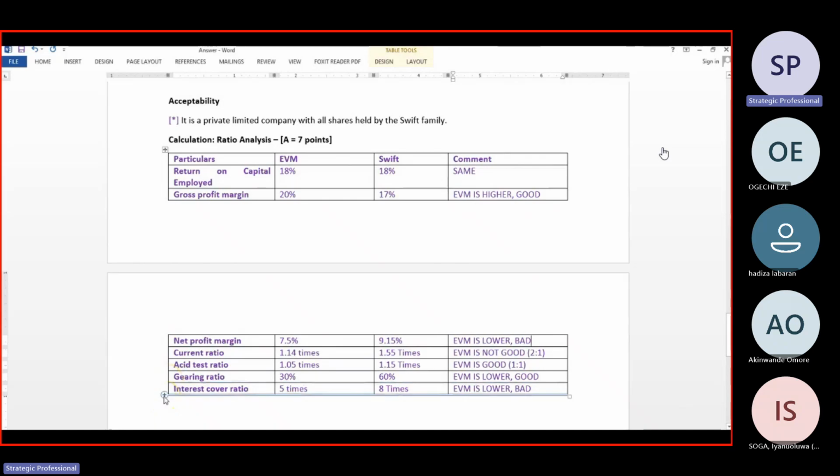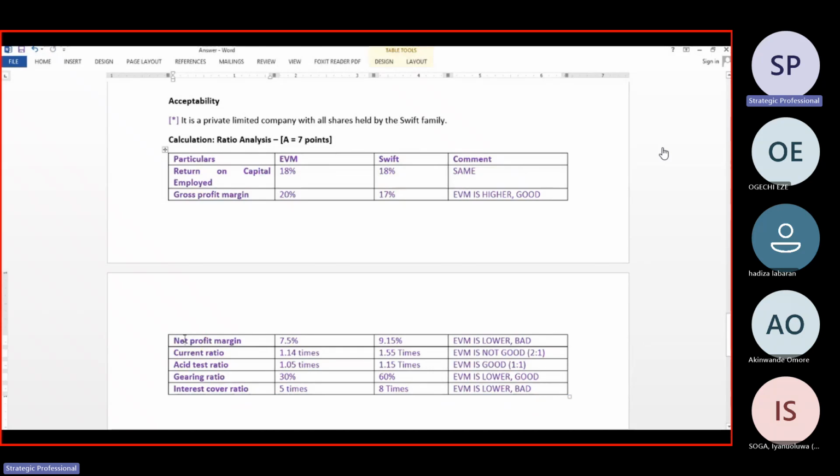So it is a kind of mixed picture, but we should not only think about the current scenario. This company has not been managed properly. So if Swift comes into the picture and manages this company, it would actually turn around and could even become much better. So this is the end of the discussion here.